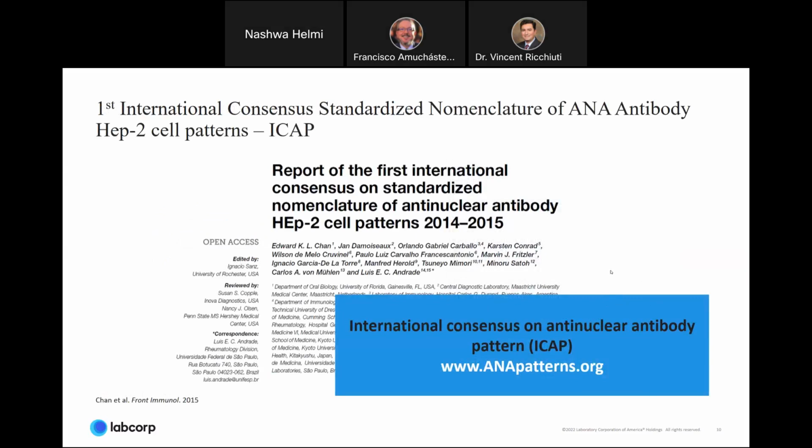During the 12th International Workshop on Autoantibodies and Autoimmunity held in Sao Paulo, Brazil in 2014, a full-day session was devoted to establishing a consensus on the nomenclature and staining patterns observed in the ANA immunofluorescence test on HEp-2 cells. The consensus nomenclature and representative patterns are made available online on the ICAP website at www.anapatterns.org, if you are interested to learn more.